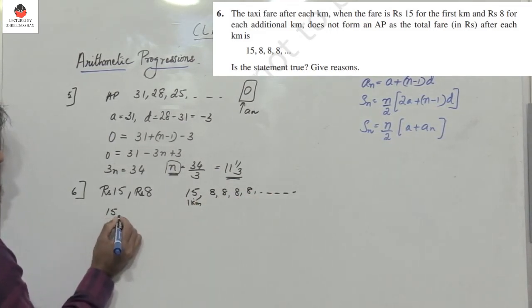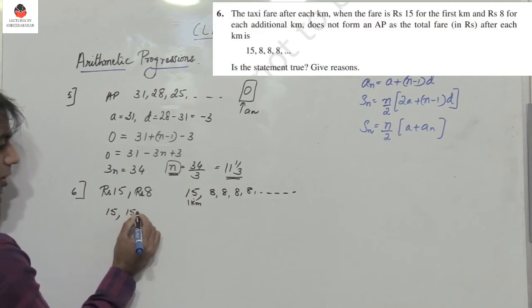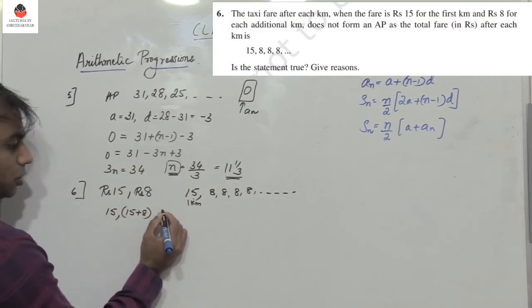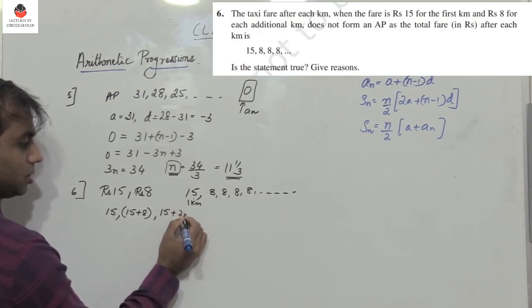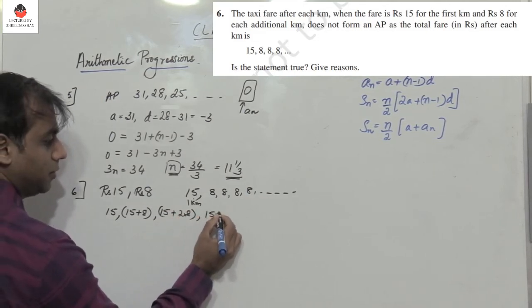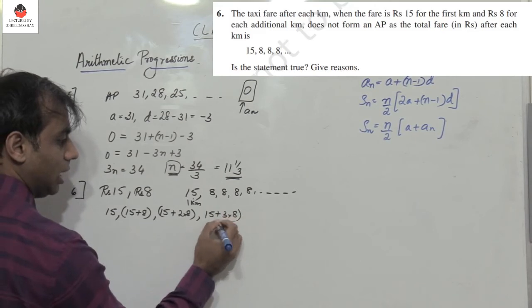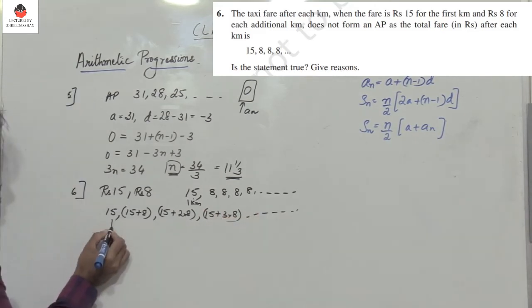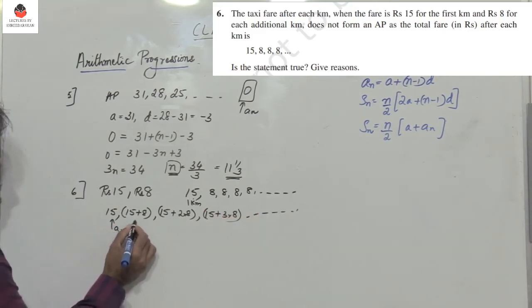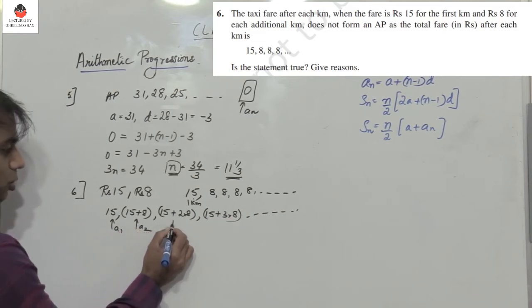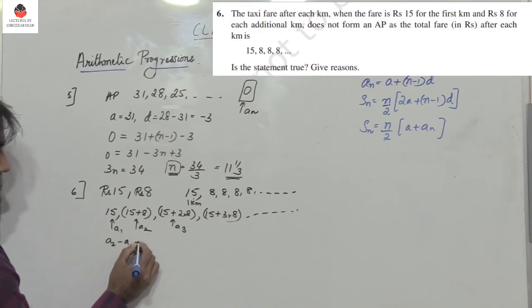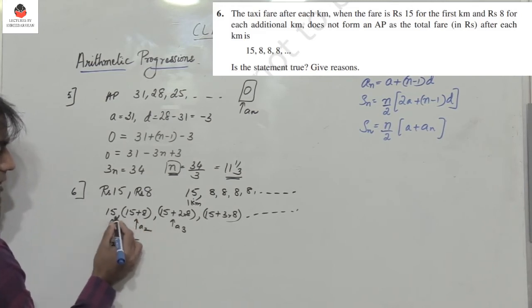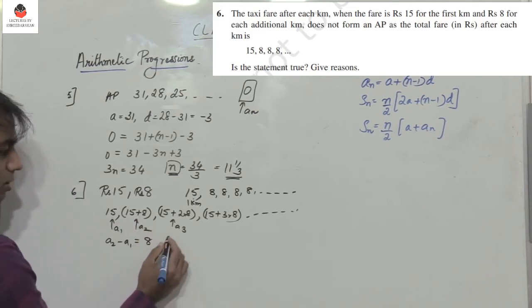For the first kilometer it's 15. For the second kilometer it's going to be 15 plus 8. For 3 kilometers it's going to be 15 plus 2 into 8. For the fourth kilometer it's going to be 15 plus 3 into 8 and so on. So now let this be the first term, which is A1. Let this be the second term, A2, A3 and so on. So what is A2 minus A1? It is 15 plus 8 minus 15, which gives me 8.